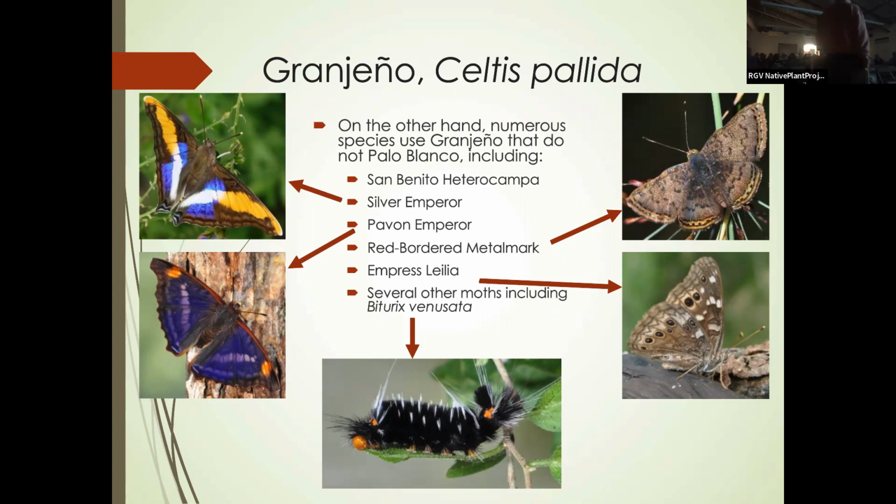They really are. But red border metal mark, Empress Lilia are much more common. Lilia, some people say. And then there's a neat caterpillar. It's at sable palm. I don't know if it's found elsewhere in the valley. I think sable palm is a real blessing to Dr.